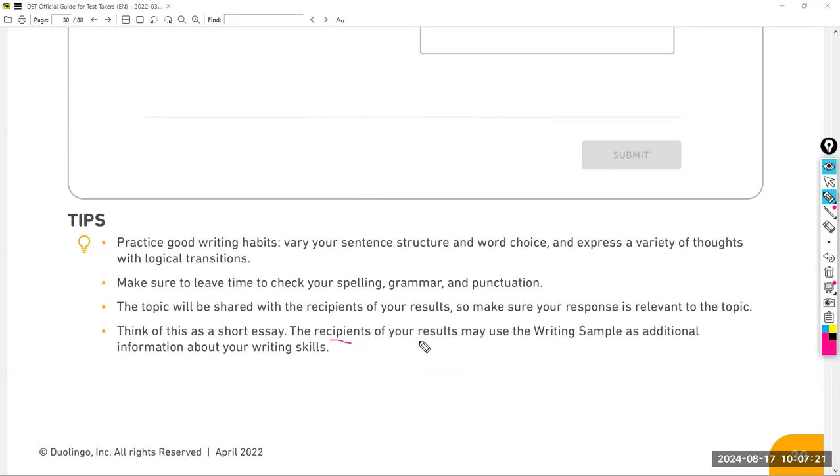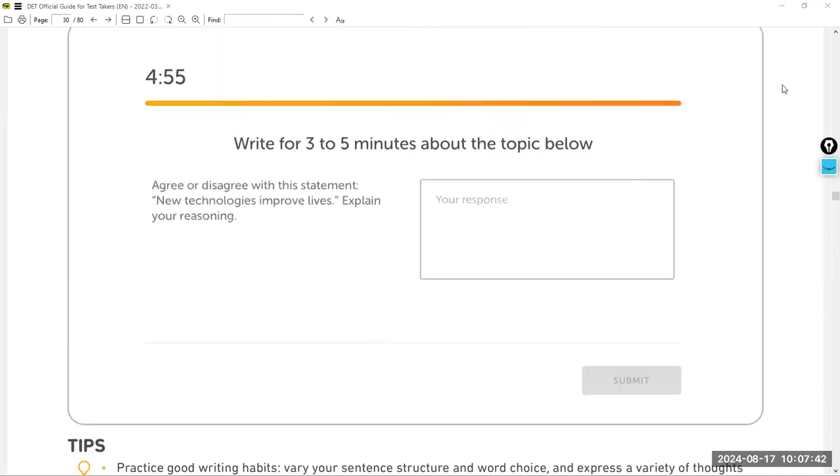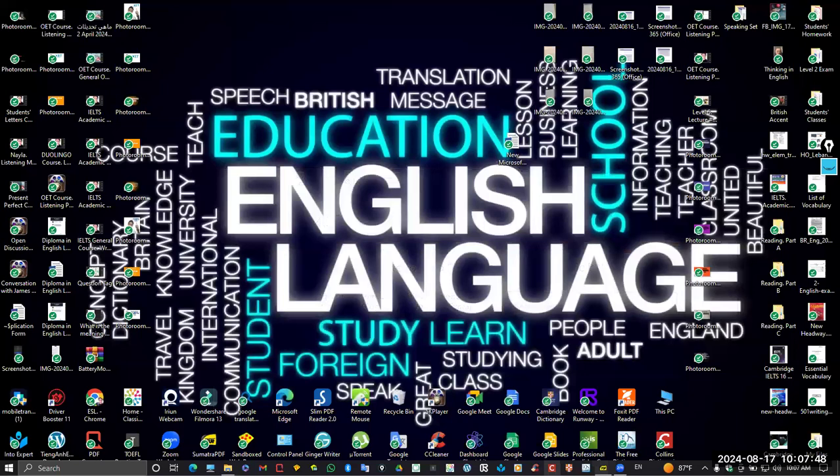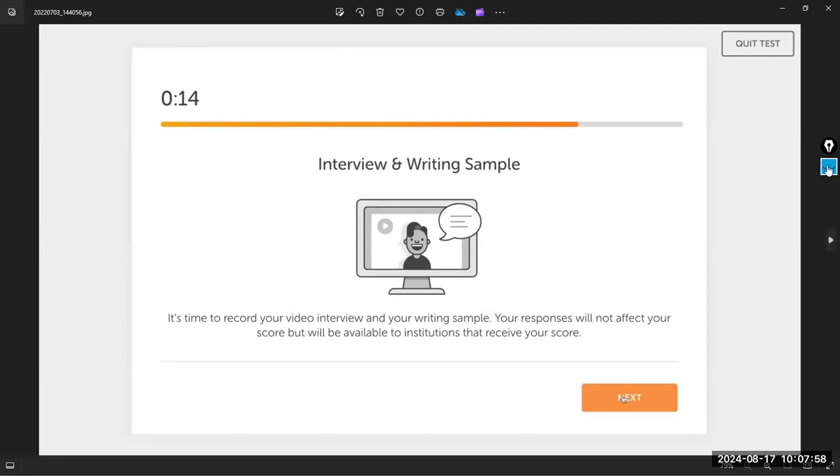Now, the recipients of your results may use the writing sample as additional information about your writing skill. So please, you have to show your proficiency in using English, as I told you, not only in writing, but also in speaking. Okay, so now this is it. Now let me show you the key points about writing sample, and I have to show you a certain sample. Then I'm going to give you the chance to practice writing a writing sample.